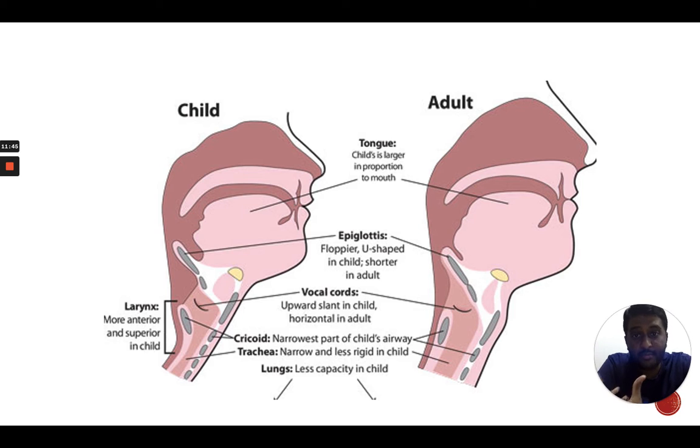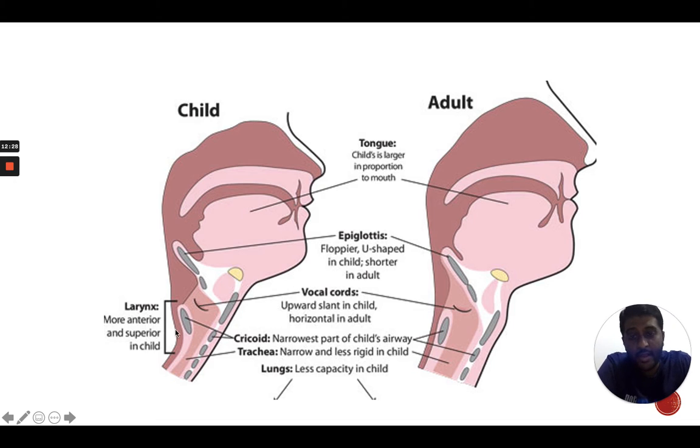Okay, then we come down, we look at the tongue. Tongue is relatively larger when compared to the oral cavity, and further down the epiglottis is very large and floppy. That's why a straight blade needs to be used to lift up the epiglottis, because in adults, if we put our laryngoscope at the base of the tongue and we lift, the epiglottis will be lifted together. But in pediatrics, because it's very large and floppy, even if we put the laryngoscope in the vallecula and lift, you might not be able to visualize the cords.